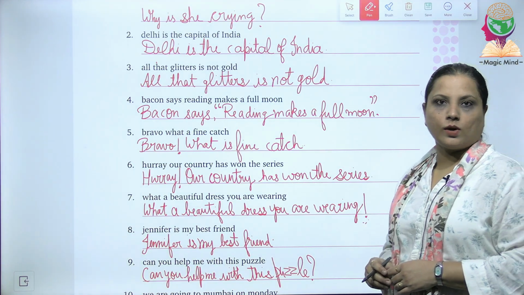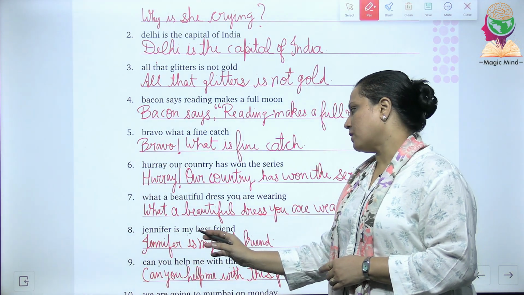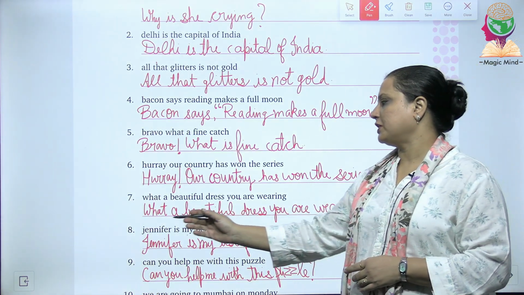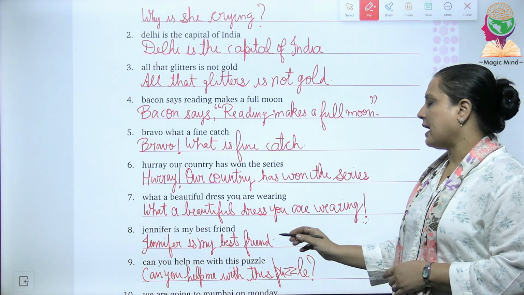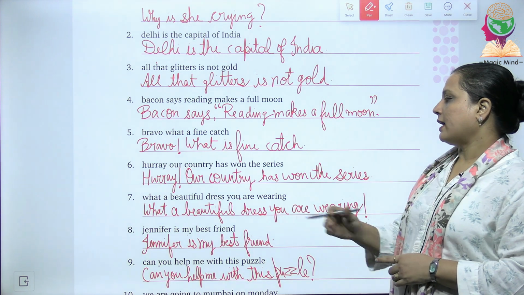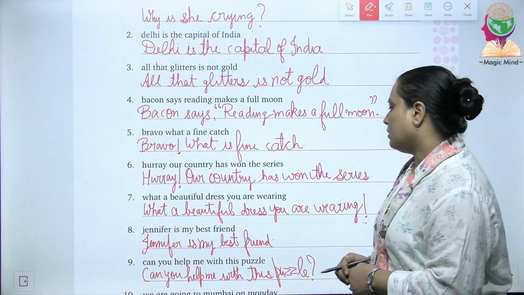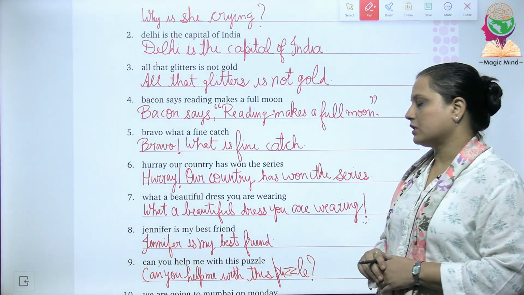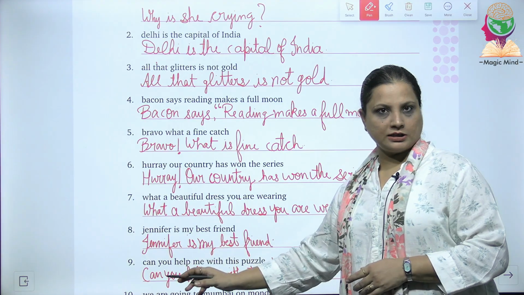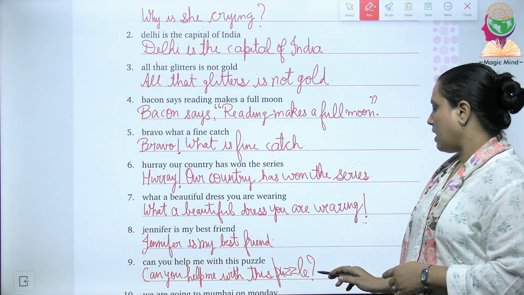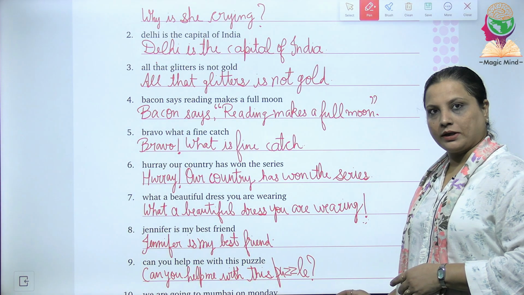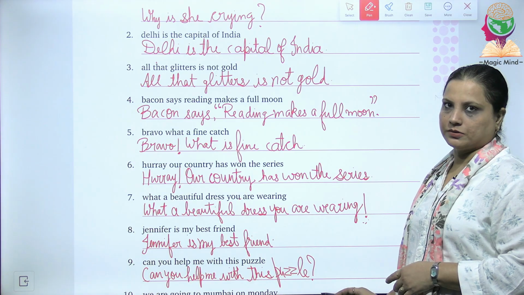Next, the eighth one is "Jennifer is my best friend," and in Jennifer, J has to be written in capitals. Then at the end we will put a full stop. Ninth, "Can you help me with this puzzle?" In this sentence, C has to be written in capitals, and then after the puzzle, since it's a question, we will put a question mark at the end.